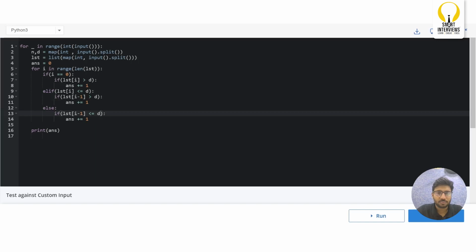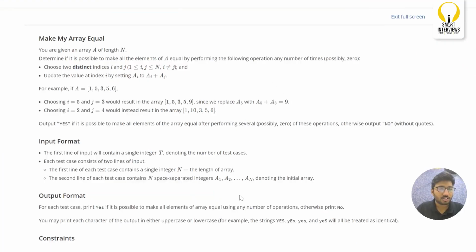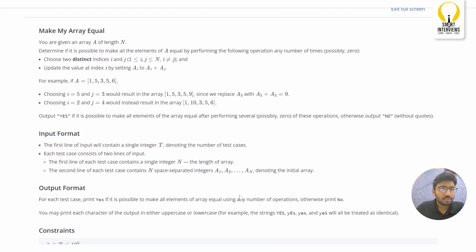And yes, so this is the code base. Let's look at this question. Make my array equal. You are given an array A of length n. Determine if it is possible to make all the elements equal by performing the following operation any number of times. Choose two distinct indices i and j, such that i is not equal to j. Update the value at index i by setting A[i] = A[i] + A[j].